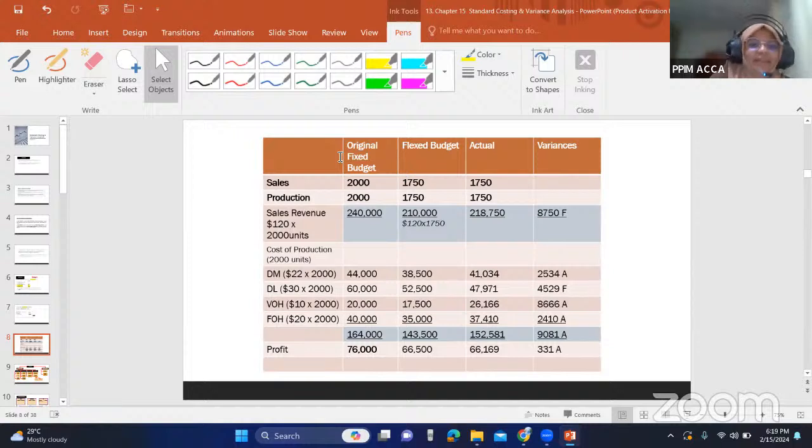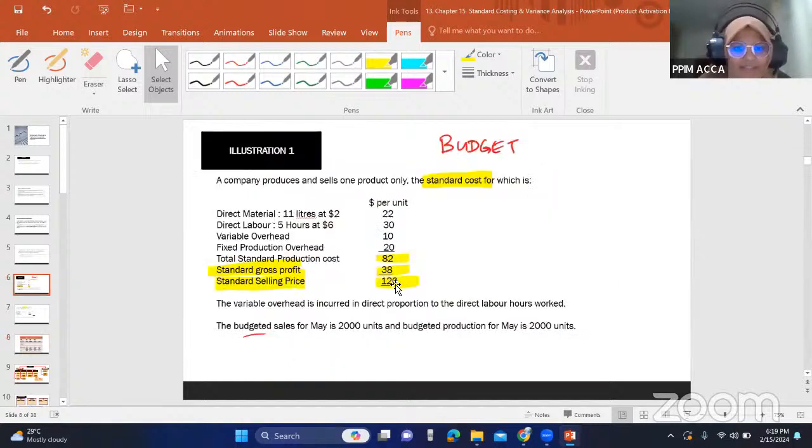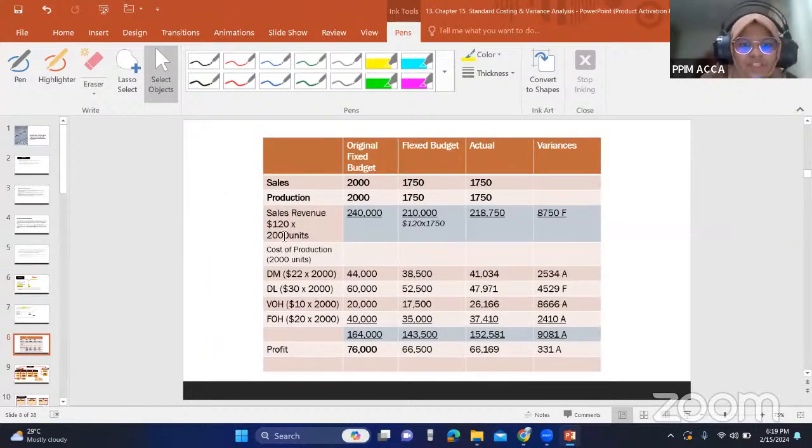What did we plan? We planned to have sales of 2,000 and production of 2,000. Then we decided that our standard selling price has to be 120. So that's the budget. You will sell 2,000 units at 120, and that will give you 240,000 as sales revenue. If you want to get profit, you have to deduct the cost of production. So let's get all the budgeted data.